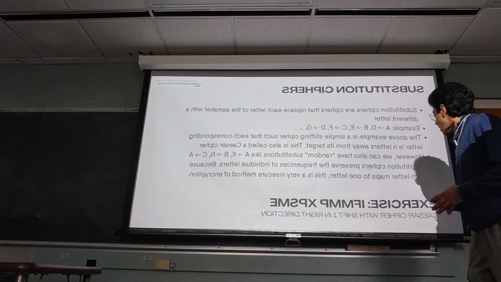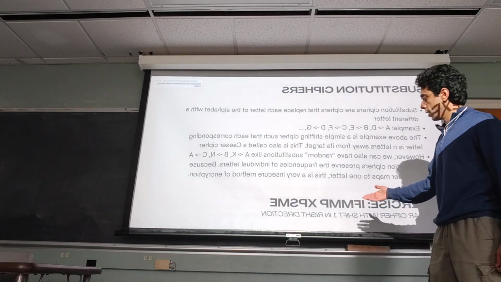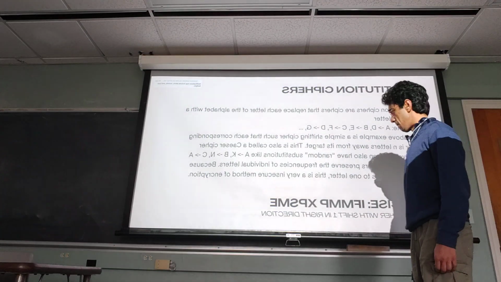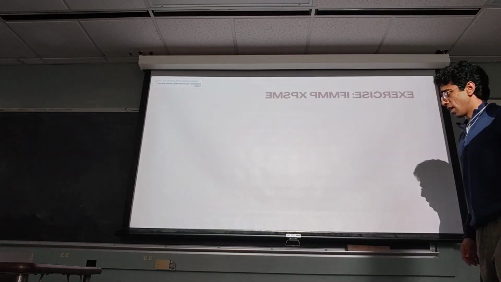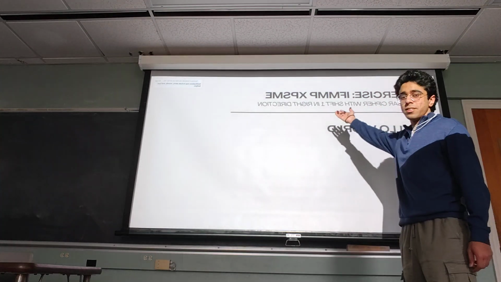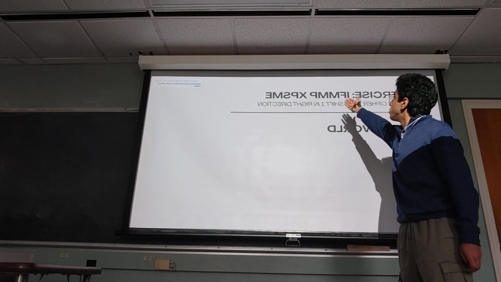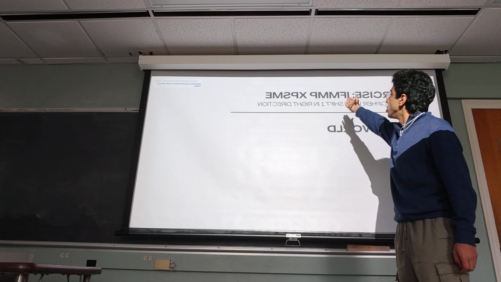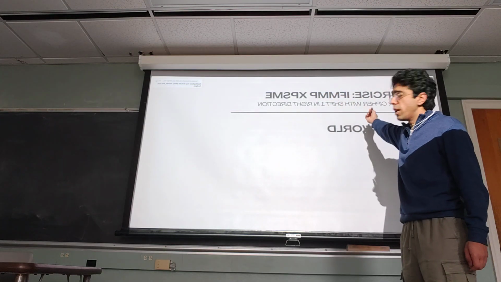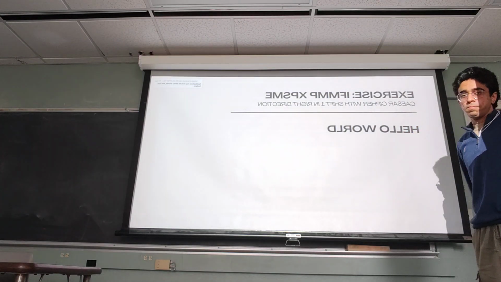Let's take a look at this example, IFMMPXPSME. This is a cipher, an encoded message. Let's try to solve this. As we know that this is the substitution ciphering, what has been done here is that each letter has been shifted to the right, and if we shift these letters one letter to the left, we get our secret message, which is hello world.